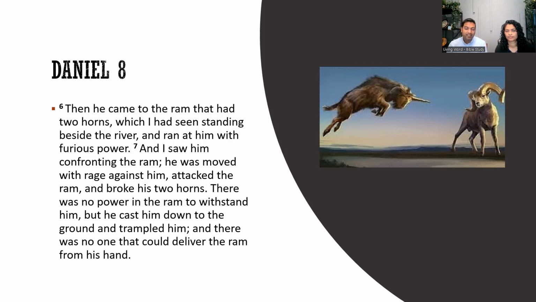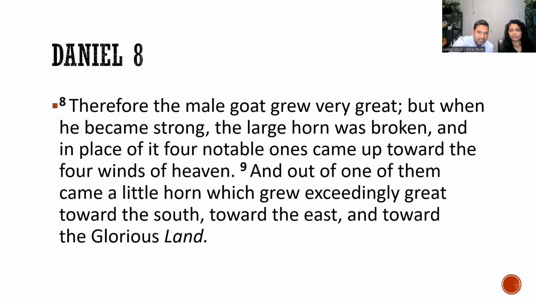Just like how the ram had earlier come and conquered Babylon, in a similar way, the Greeks came and then conquered Medo-Persia. Okay? And then what happened? Therefore, the male goat grew very great. But when he became strong, the large horn was broken, and in place of it, four notable ones came up toward the four winds of heaven in all directions, right? Four winds of heaven is always four directions.